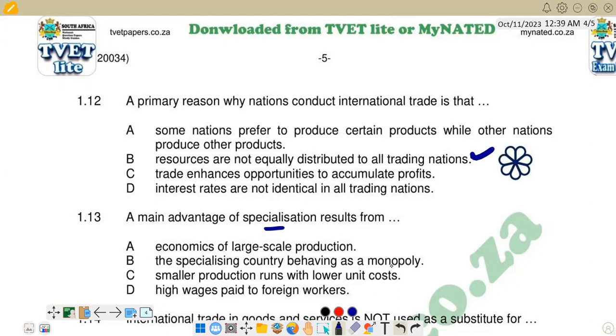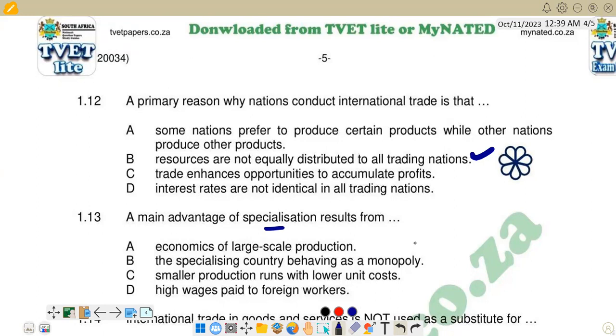Basically, monopolizing is not a good element in the business world. So we cannot take B. Then you go to C. Smaller production runs with lower unit costs, which is very wrong. Lower unit costs are associated with large productions.